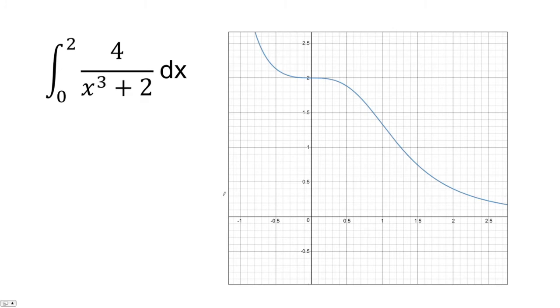So for a given example problem, we have an integral from 0 to 2 of the function 4 over x cubed plus 2. And on the right here is the graph of this function. So this integral would be looking for the area from 0 to 2 on the x-axis underneath the curve, which is highlighted in the red section here.